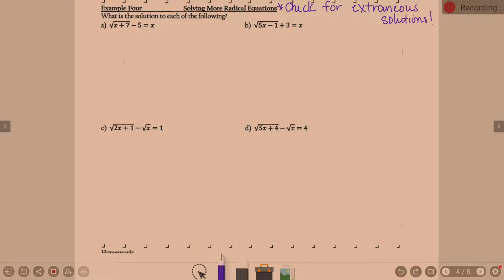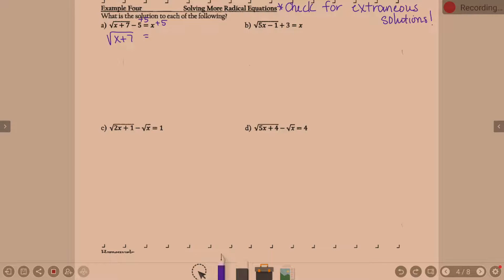Okay, ready to try A? Square root of x plus 7 minus 5 equals x. There's one radical. What is our job with that one radical? Get it by itself. And so what's hanging outside the radical I need to move? The 5. It's being subtracted, so we're going to add it. Okay, that's pretty basic there. We now have square root of x plus 7 on the left.